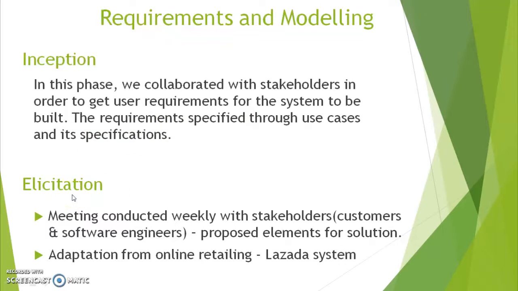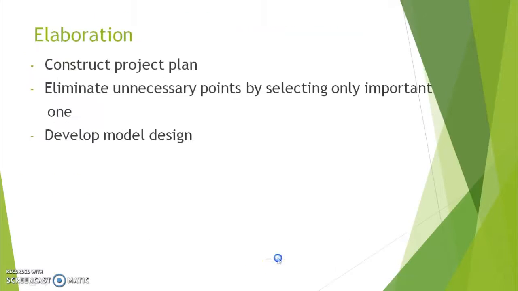The second one is elicitation. Meetings are conducted weekly with stakeholders, which are the customer and software engineer, to propose elements for the solution. And the second one is adaptation from online retailing, like the Lazada system. The third one is elaboration. We construct the project plan, eliminate unnecessary points by selecting only important ones, and develop the model design.